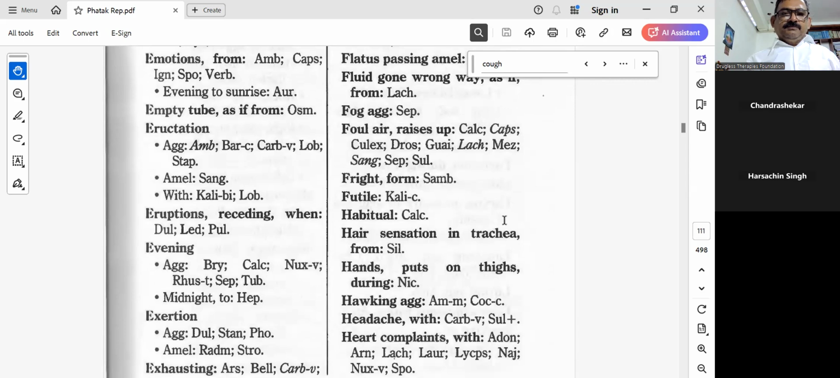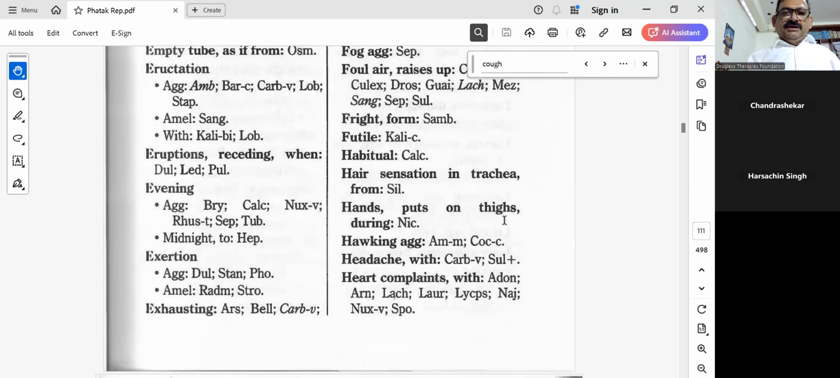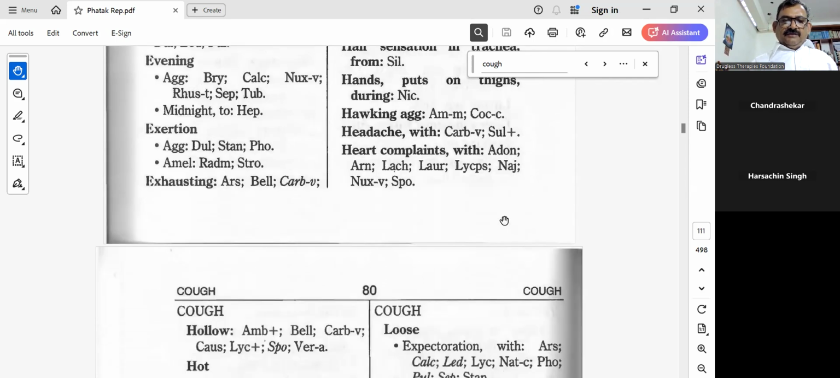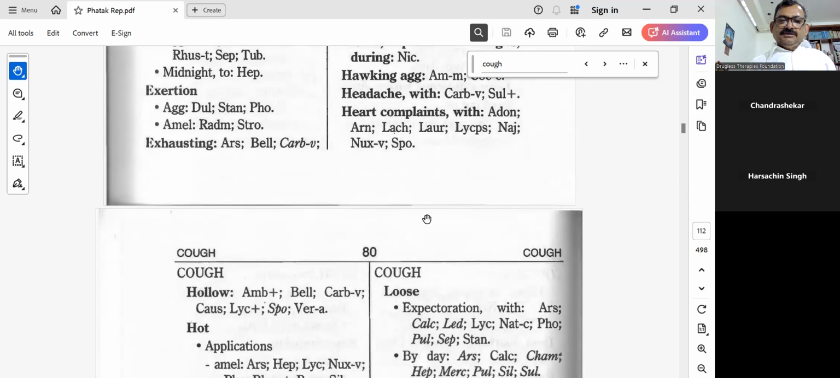If you're going out, some people in the fog, aggravation. Futile means a useless cough. When a cough comes, but still there is no satisfaction of coughing. So like that. So these are within heart complaint. So fantastic thing. With a heart complaint, these are the remedy. We have a cardiac cough they call.